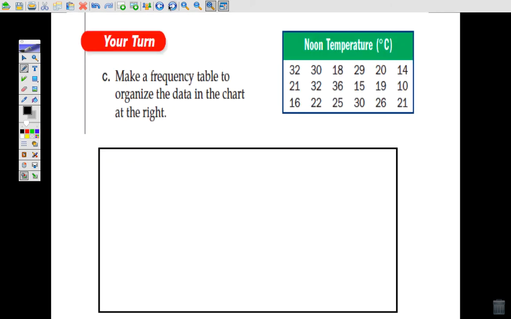So, your turn. Make a frequency table to organize the data in the chart at the right. Now, we don't know much about this.